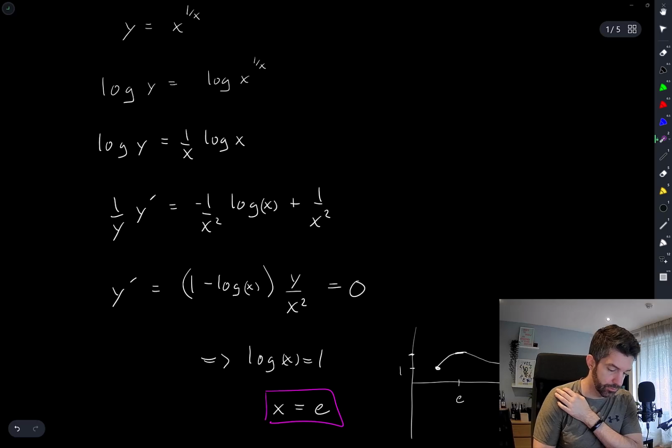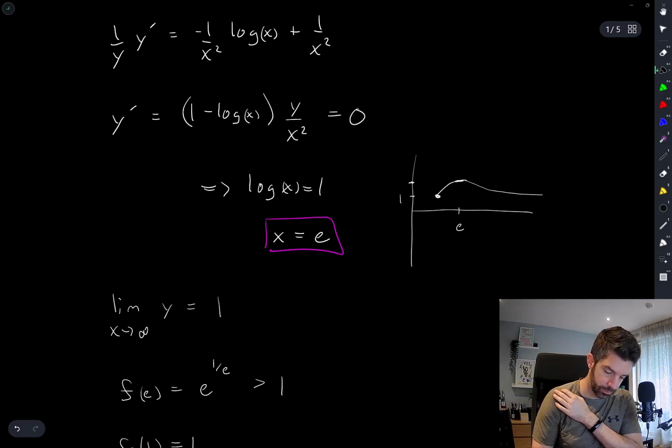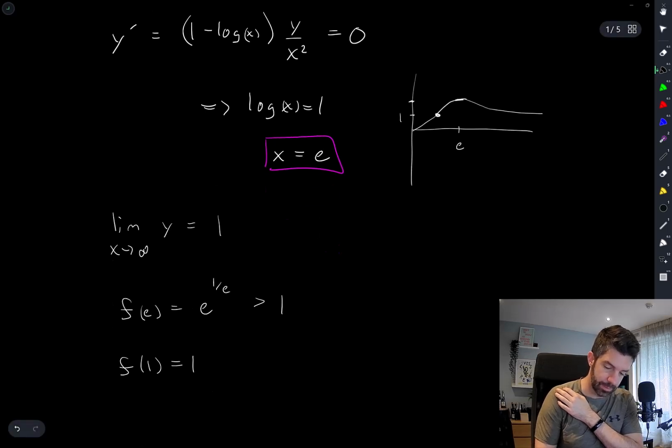So as x approaches 0 of this, that goes to negative infinity. That goes to positive infinity. So the whole thing goes to negative infinity. Y goes to 0. So I think it'll look something like that. So there's the maximum when x is equal to e, and that's the value of the function, e to the 1 over e.